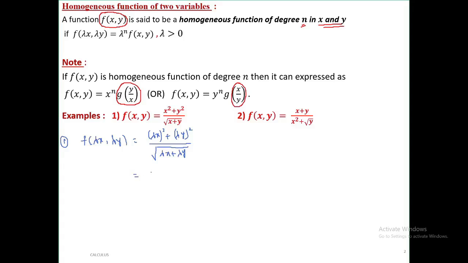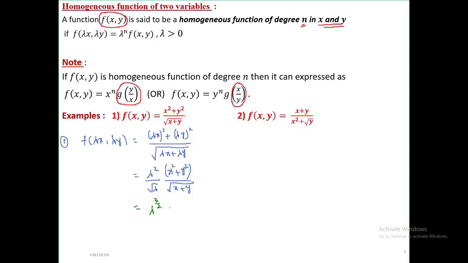In the numerator lambda square comes out completely, and in the denominator root lambda comes out. That means lambda power 1 by 2, or you get root lambda. So what you will get is x square plus y square after taking lambda square out from the numerator, and in the denominator square root of x plus y. So root lambda is out. Look at this, what is it? Lambda square, so minus 1 by 2. 2 minus 1 by 2 is 3 by 2. So lambda power 3 by 2. And this is nothing but what?